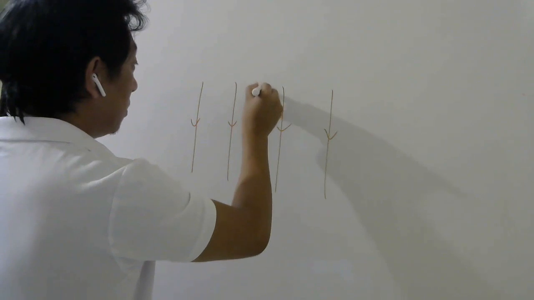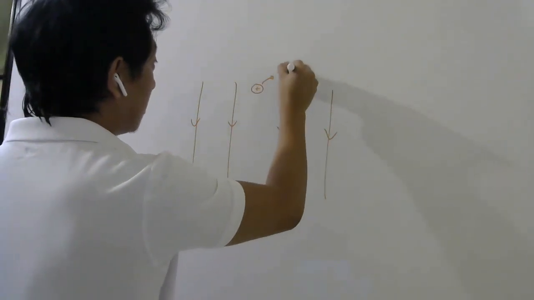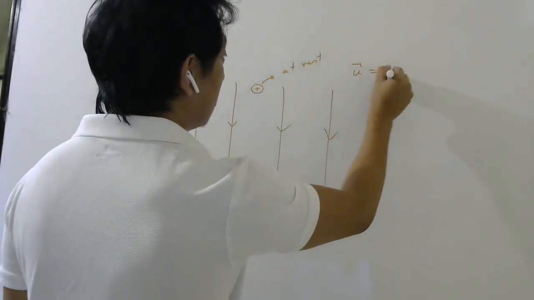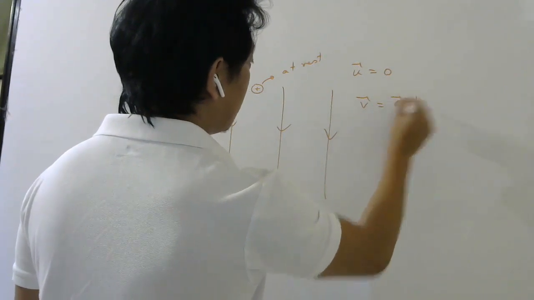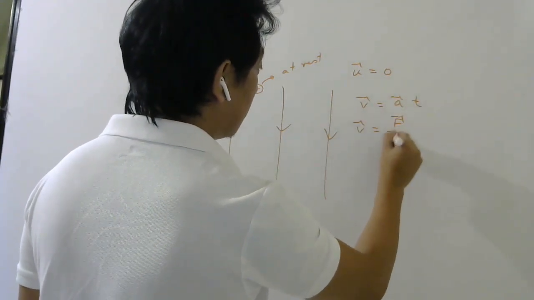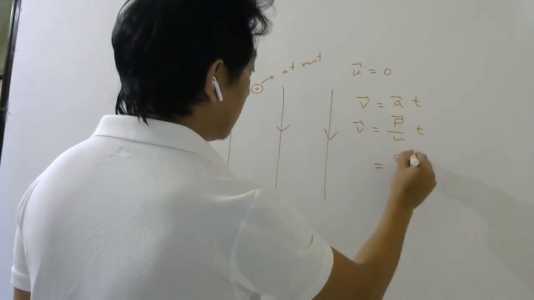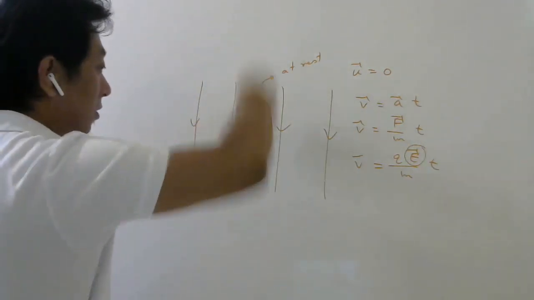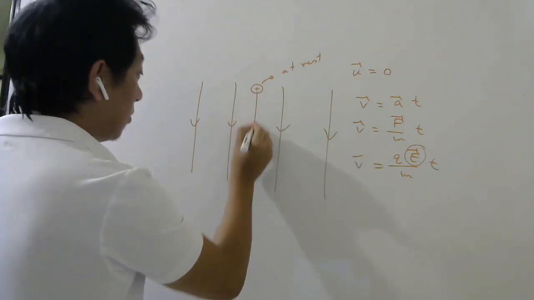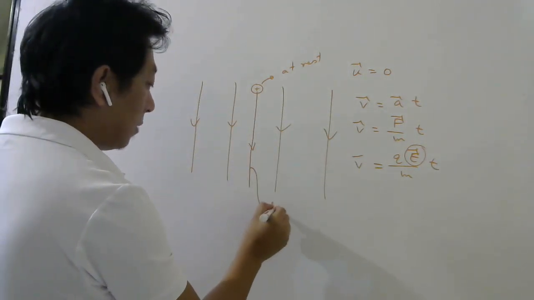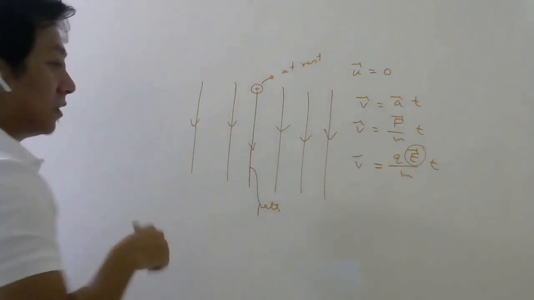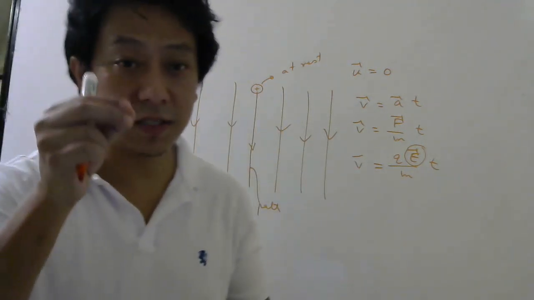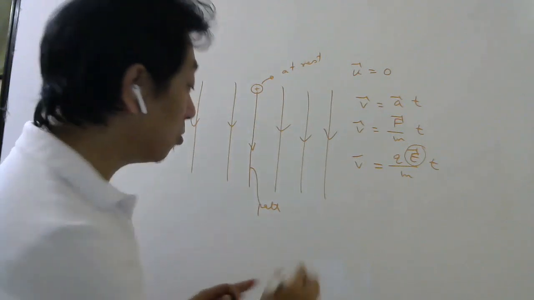And now if you put here a positive charge that also at rest, then you know initially it is at rest, means U is 0. So V will be what? AT. And A is what? Force by mass. And force in a uniform electric field is QE by M. Now since E is everywhere down, velocity will also be down. So the particle will follow this path. So the path will match with the electric field lines. Understood or not? The path of the charge will match with the electric field lines only in this case, when the charge is released from rest in a uniform electric field.